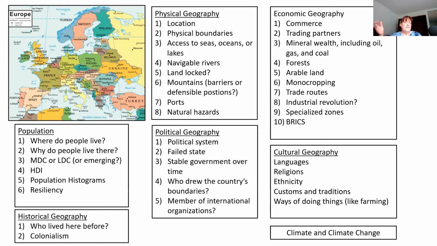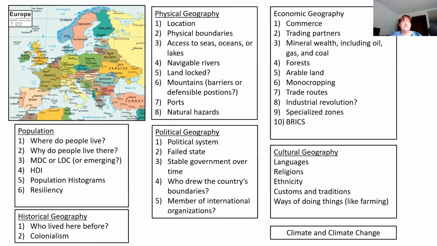Mountains can be a barrier for trade, like the Andes in South America, where it's very difficult to go across for any kind of normal trade route. Do you have good ports where trade will bring in all kinds of goods and the economy will grow?